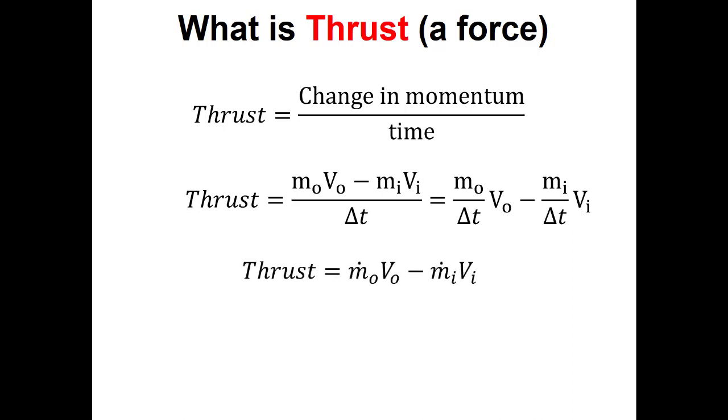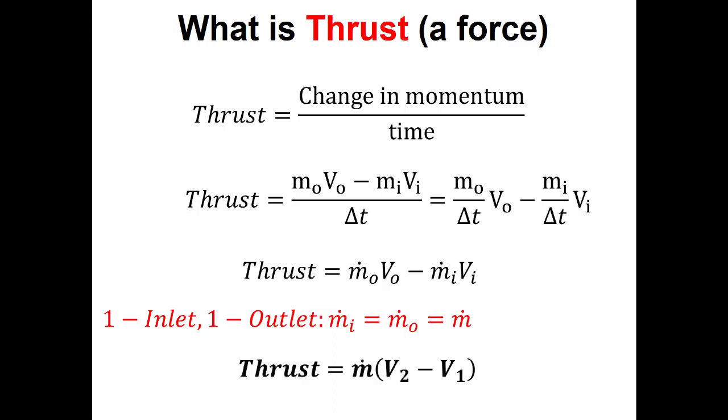So if I take the mass flow rate at the exit times the velocity at the exit, minus the mass flow rate at the inlet times the velocity at the inlet, then I'll get my thrust force. If I have a system where there's one inlet and one outlet, and we're at steady state, then both of these mass flow rates are the same, and my thrust force becomes m dot times the velocity at 2 minus the velocity at 1.